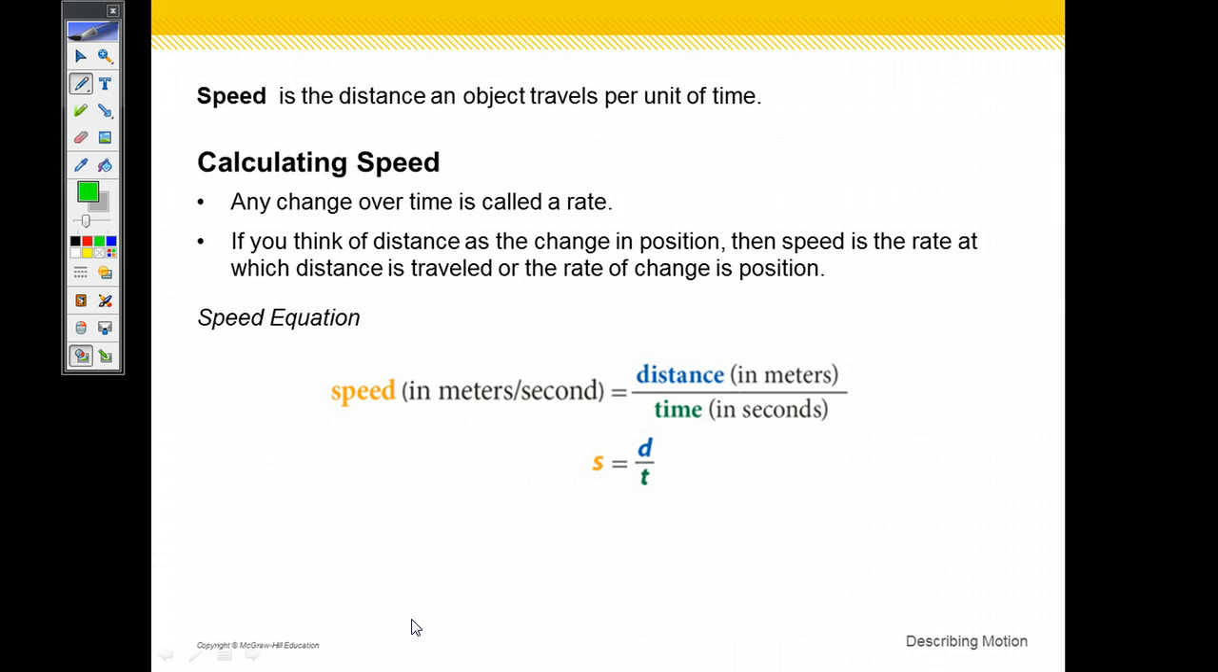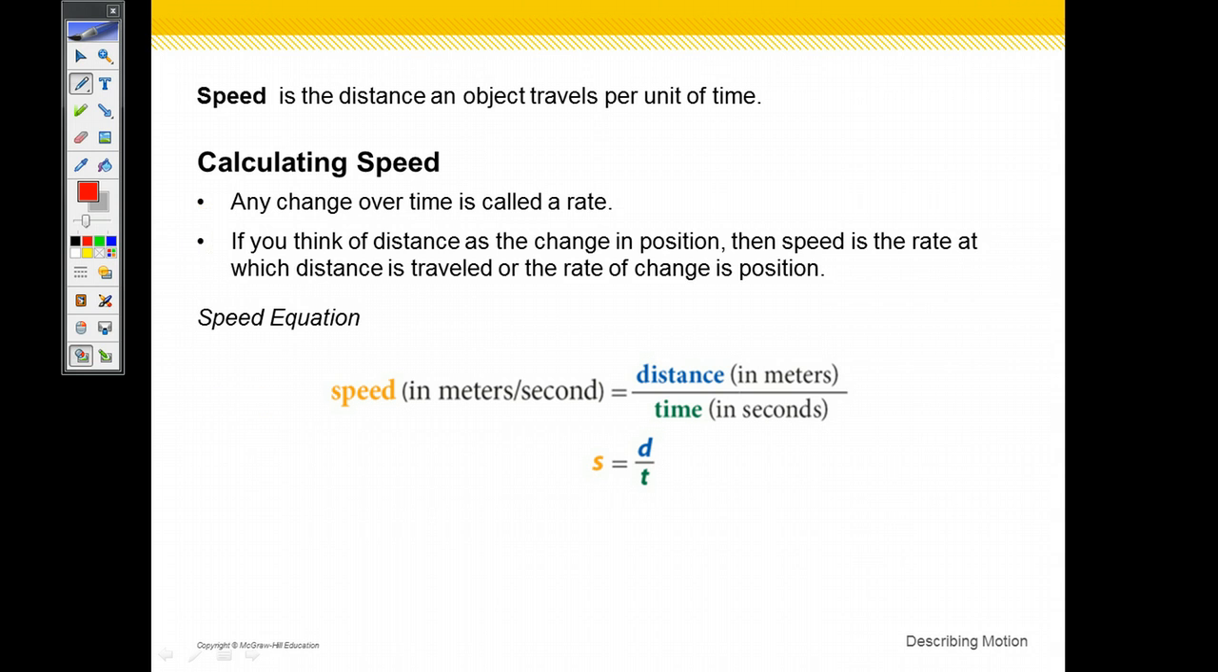Now what I would like to do is talk about speed. Speed is the distance an object travels per unit of time. Any change over time is called a rate. Anything we measure that we divide by time is called a rate. So if you think of distance as a change of position, then speed is the rate at which distance is traveled, or the rate of change in position.